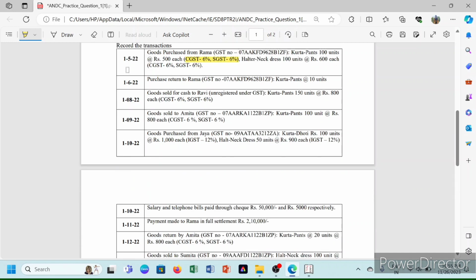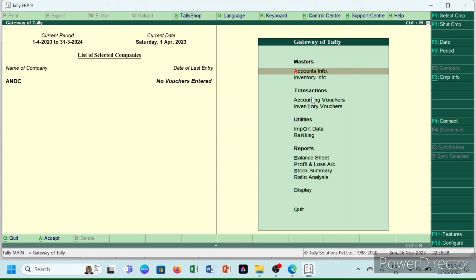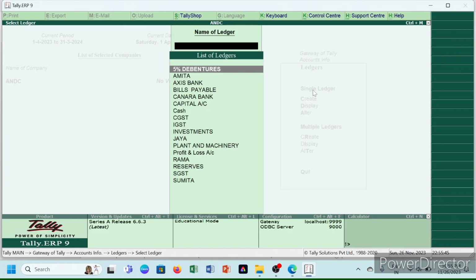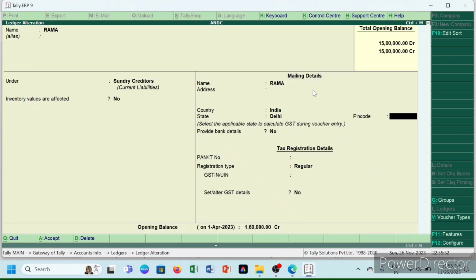First, goods purchased from Rama, GST number given. Kurta pants, 100 each, 5%. We will alter the Rama account since it is a GST account. So go to accounts, press L for alter, put A. This is Rama account. This is a sundry creditor. You just have to put the GST number that is given there.